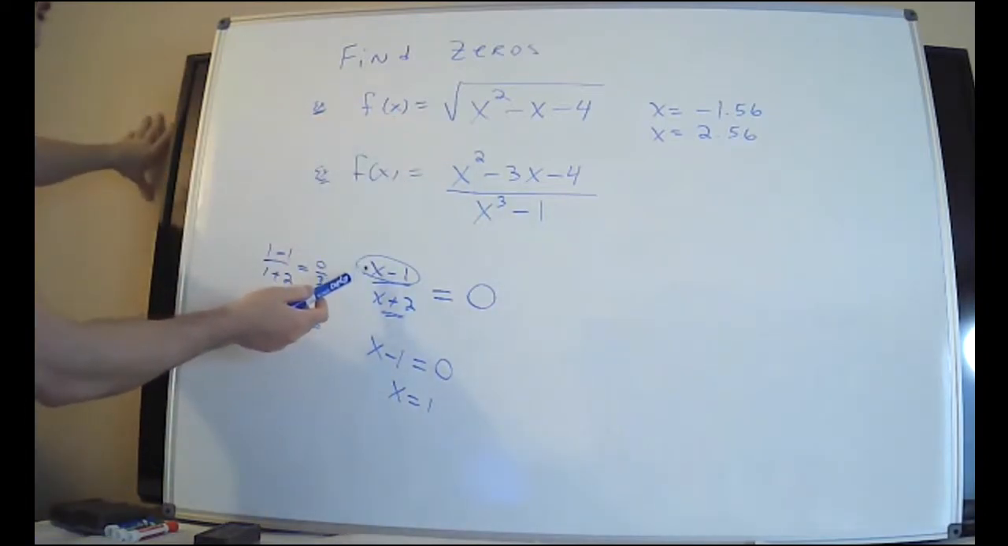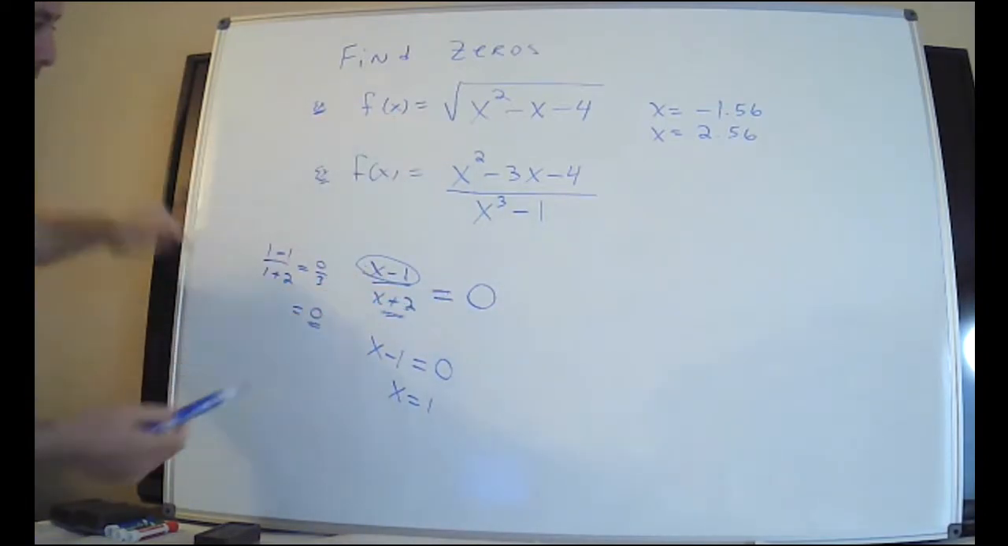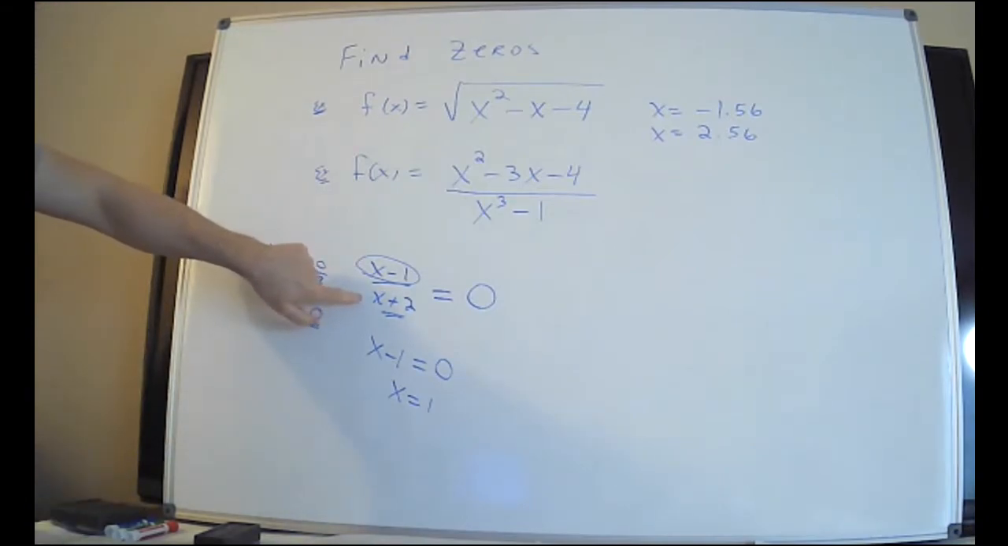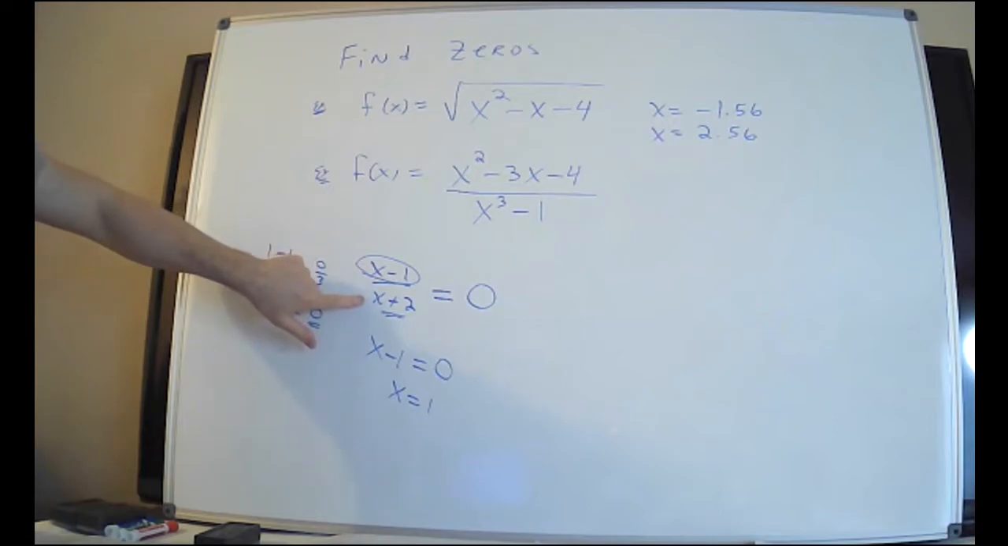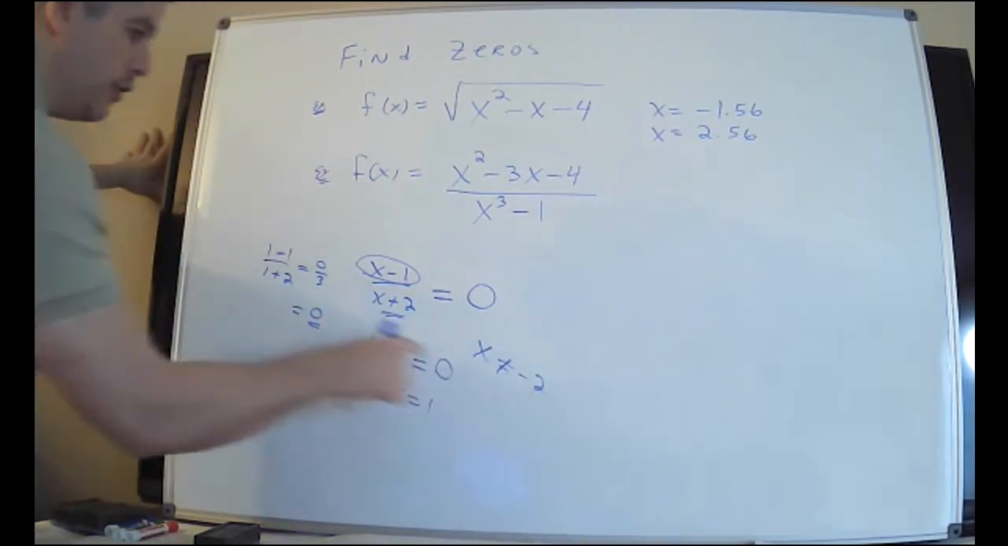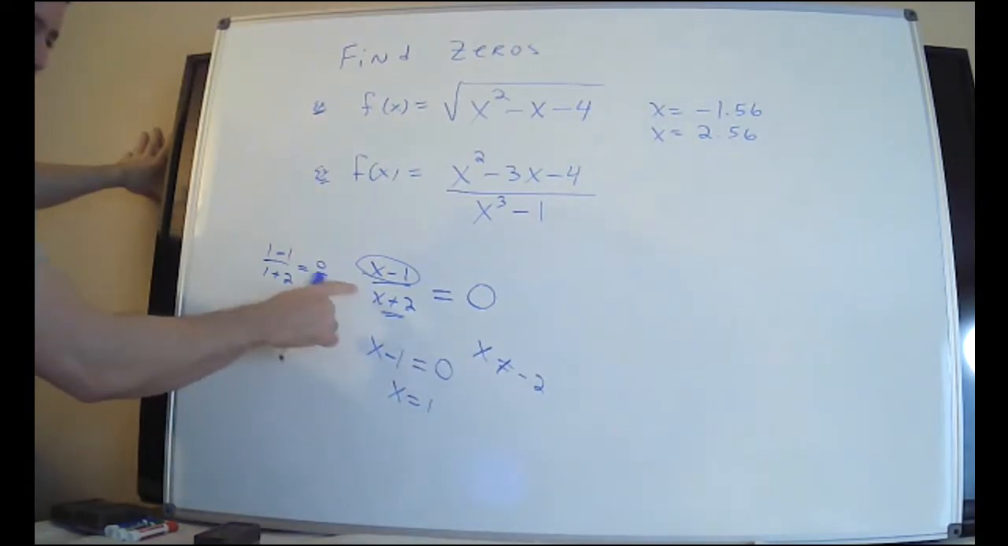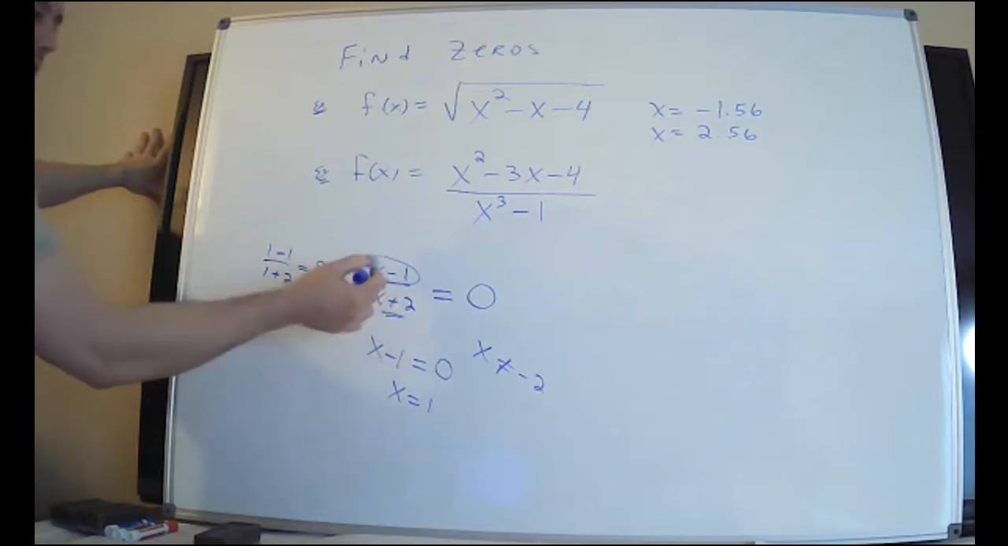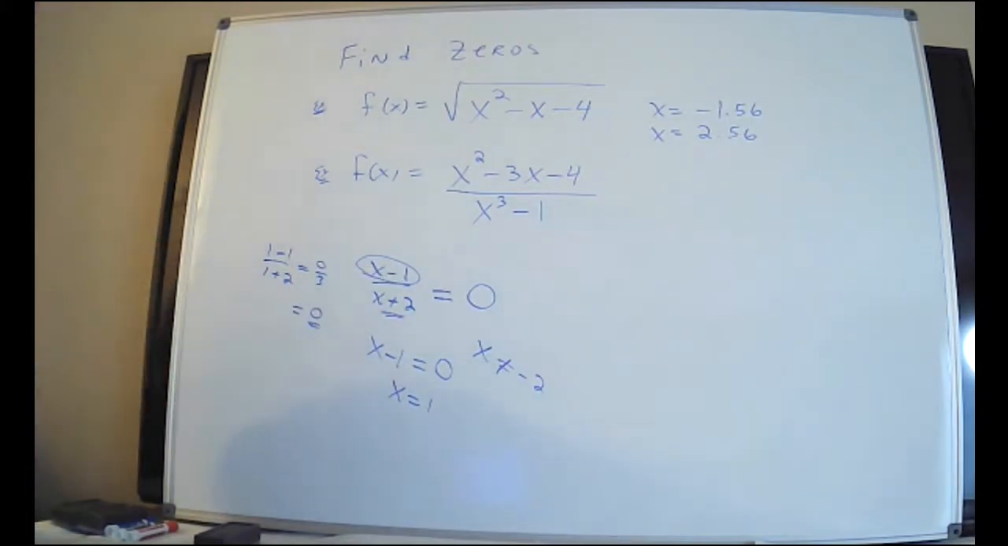You set the top equal to 0. The bottom cannot be 0, right? Remember domain. You can't have x being equal to -2. X can't be equal to -2. If you put -2 in here, you get a 0 on the bottom. Bad. So the bottom is never going to be 0. So if I want to know where the fraction is 0, I care about the top. I ignore the bottom completely.